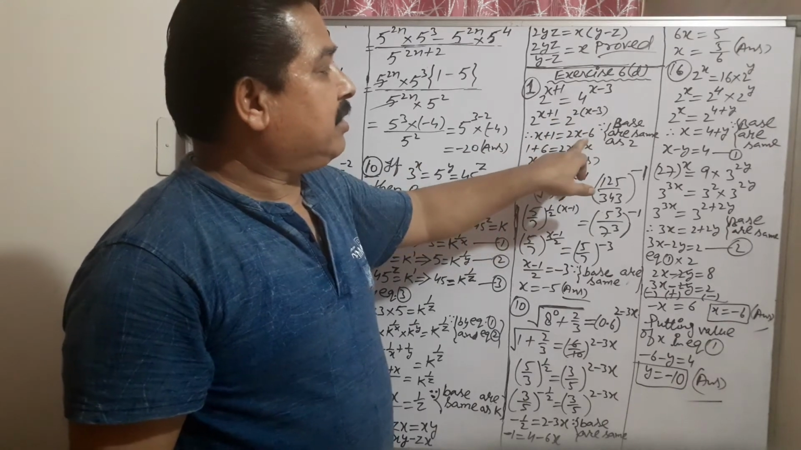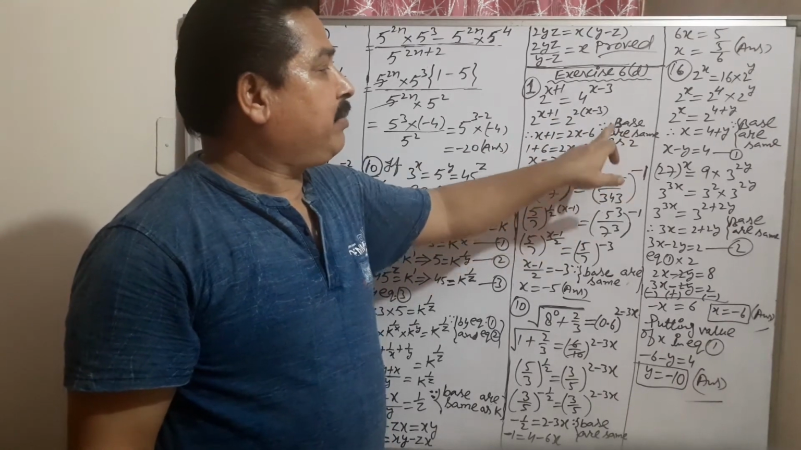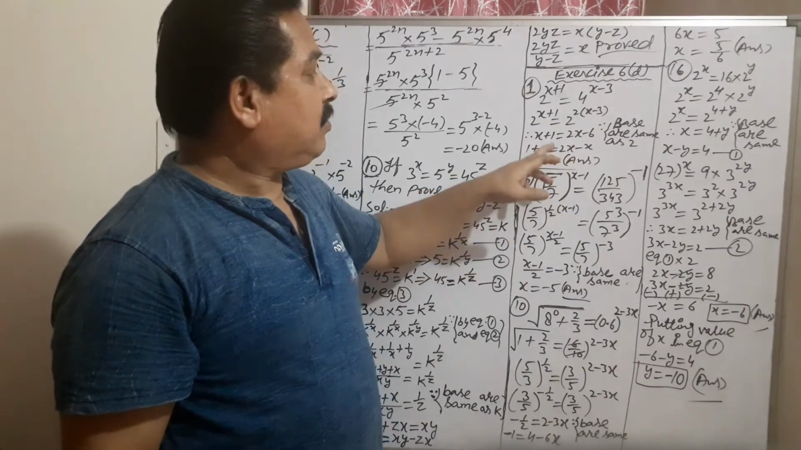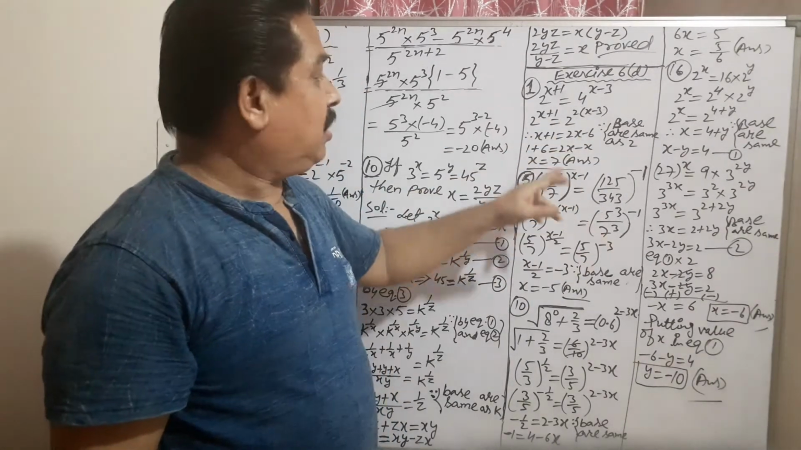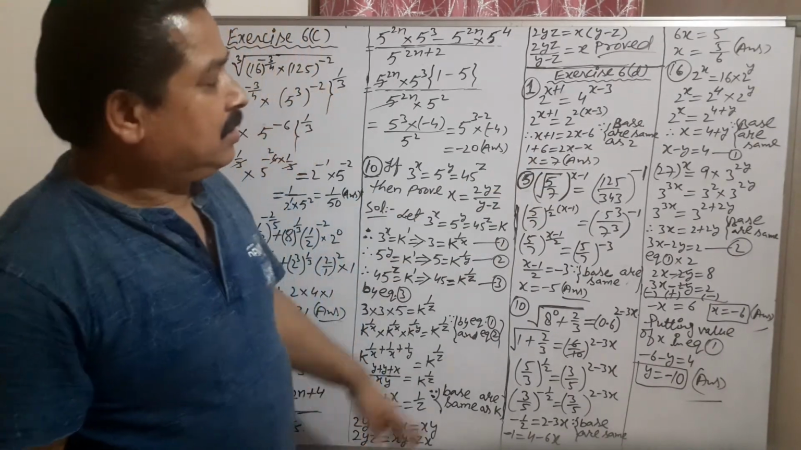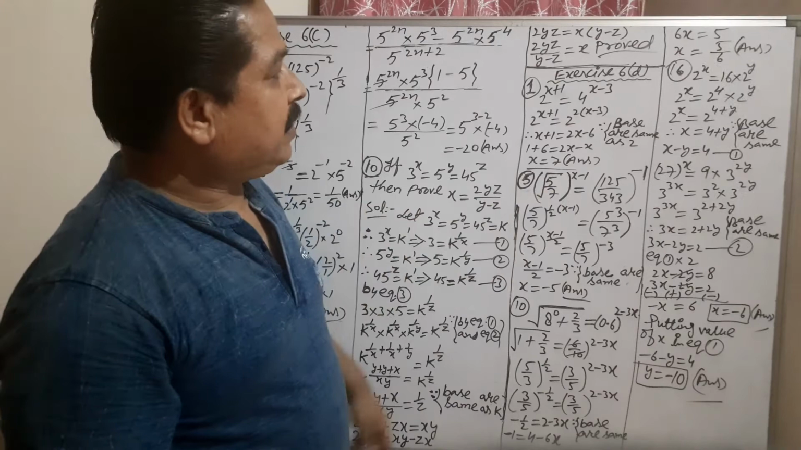We have taken this because the bases are the same, bases are 2, 2, and between them there is an equal sign. So the powers we can take as equal. So what is x coming? 7. Answer. See the next question, 5.